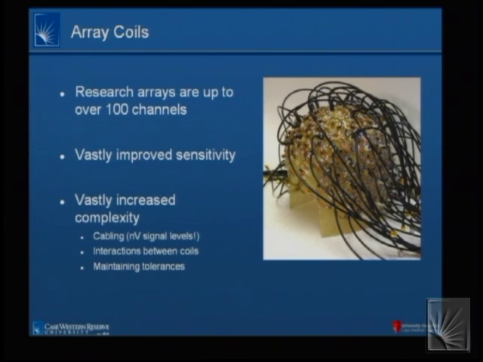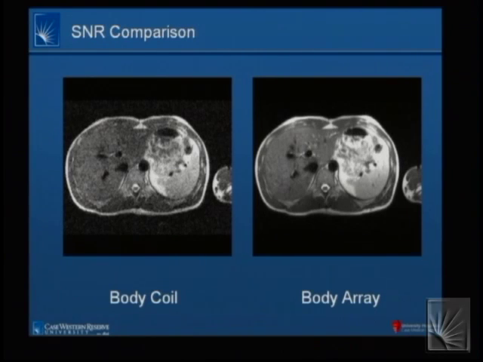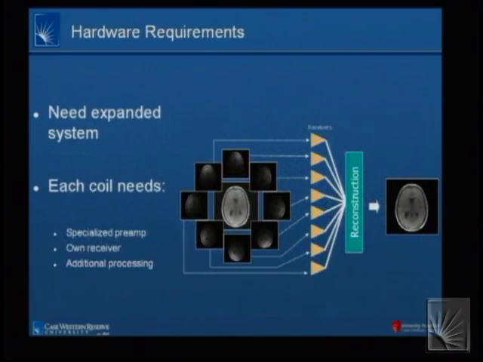Now, if I go to the research setting, I may go beyond 16 to 32 channels, up to as high as 100 different coils in that particular array. And you can see my challenge is to take those nanovolt type signals that are induced in each of the different receiver channels and get that out to the system, in a way that has reduced interaction between the coils as well as maintains the tolerance. But here's why we do it. If we look at the type of image quality we would get from a body coil, it's something like that, and the array coil gives us something like this.